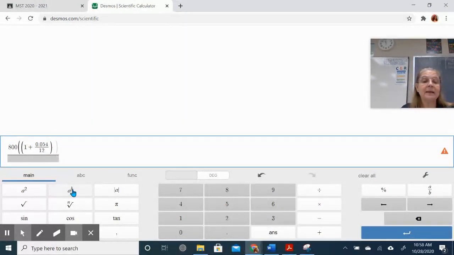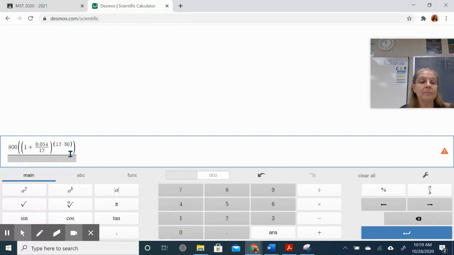Now I need to tell it to do the 12 times 30 in the exponent. So, 12 times 30. Close off that parentheses. Close off this big parentheses.